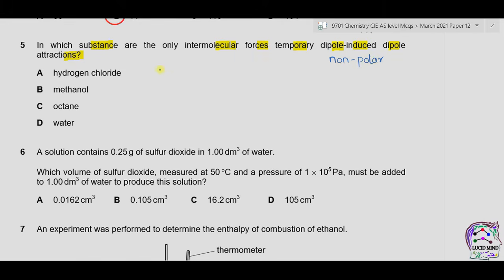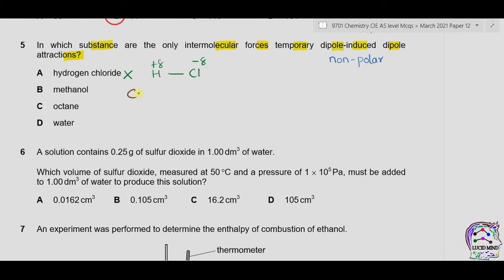A is hydrogen chloride. In hydrogen chloride, hydrogen and chlorine have quite a lot of electronegativity difference, due to which chlorine is partial negative, hydrogen is partial positive. So we have opposite poles present, and therefore permanent dipole forces will be present. A is incorrect.